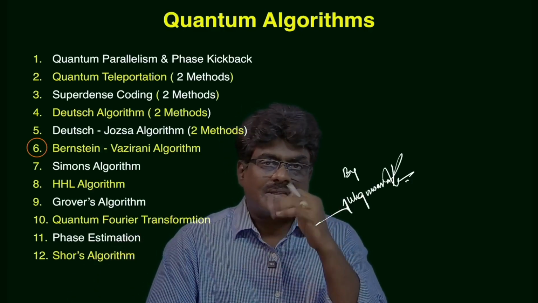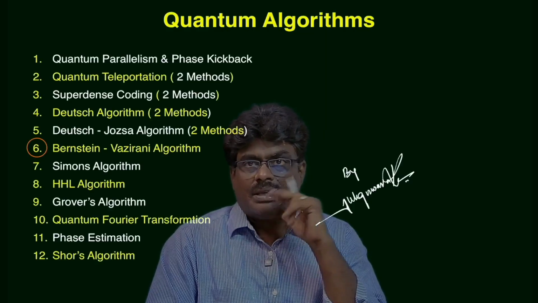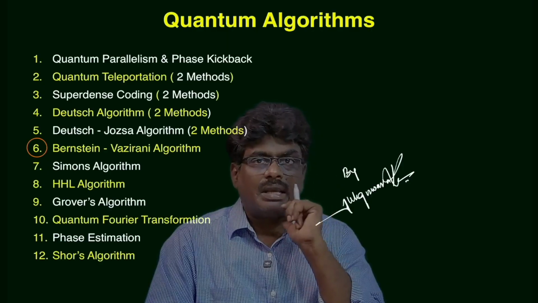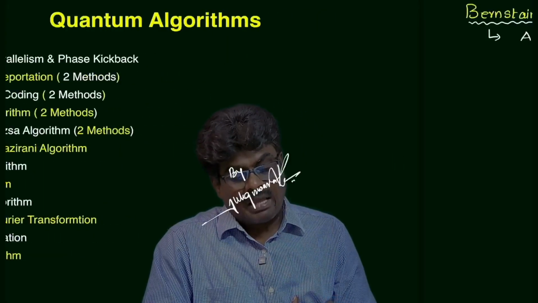So here we are discussing quantum algorithms. In this sixth part, I'm going to discuss the Bernstein-Vazirani algorithm. So what is this algorithm?